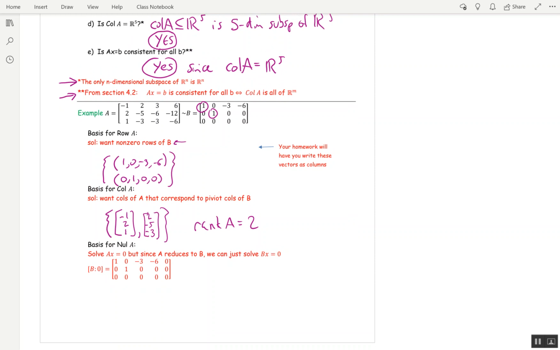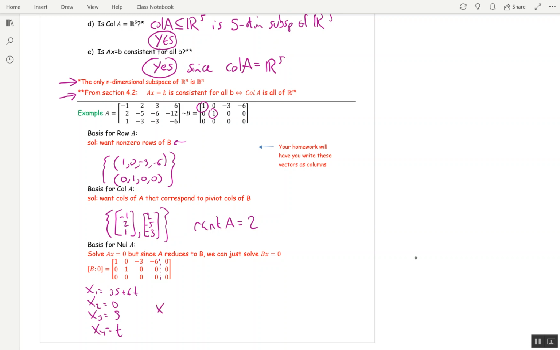Okay, basis of null A. We can solve Bx equals 0 since that's equivalent to Ax equals 0. I've already augmented B with the 0 vector. So we can see there's 4 variables. Let's start at the bottom. X4 is free, I'll call that T. X3 is also free, call that S. X2 is 0, and X1 is 3S plus 6T.